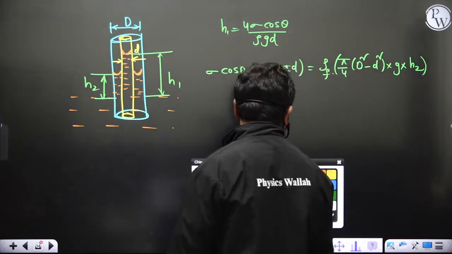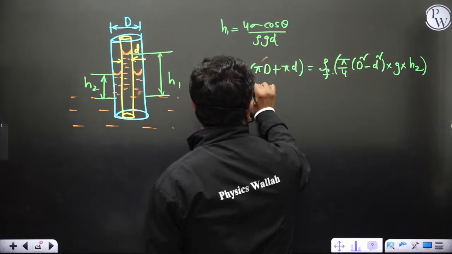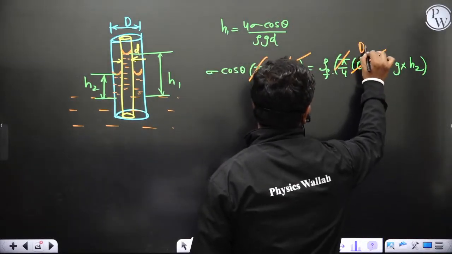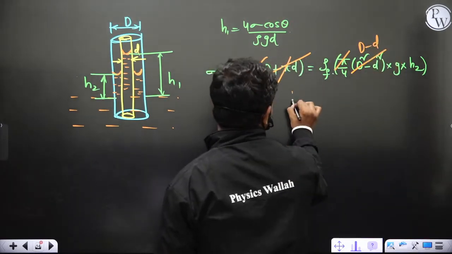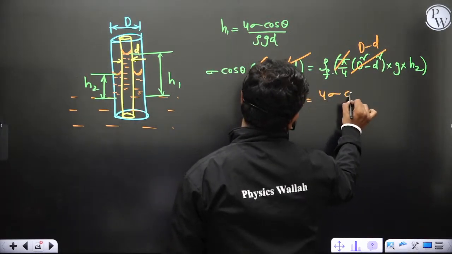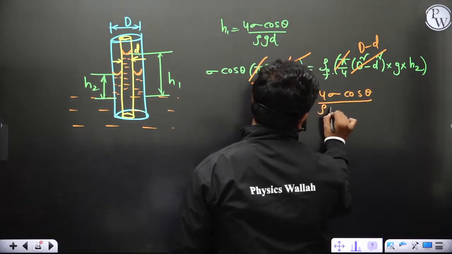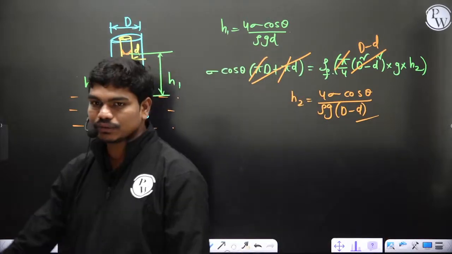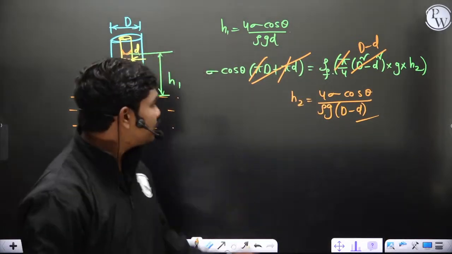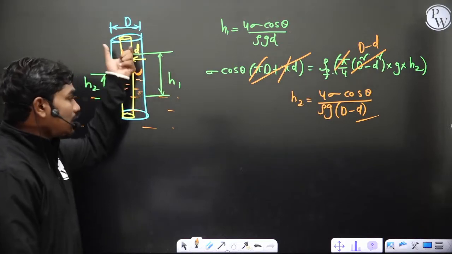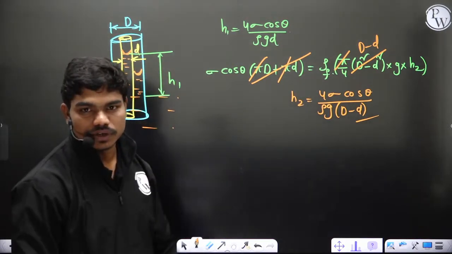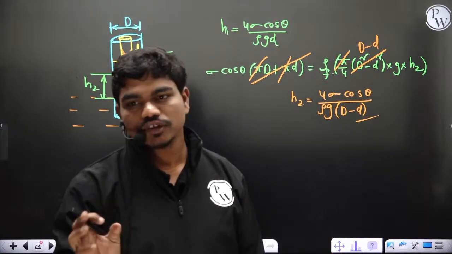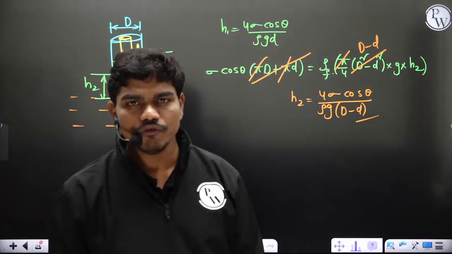So if you do certain simplifications, you can see pi gets cancelled in all the terms, then this D plus d will cancel with this D square minus d square, leaving D minus d, obviously. So H2 is equal to 4 sigma cos theta by rho g (D minus d). That's it. Okay, so this is what we have. Clear? And if there is no inner pipe, clearly you know, it is 4 sigma cos theta by rho g capital D. Just apply that surface tension force should balance the weight. That's it.